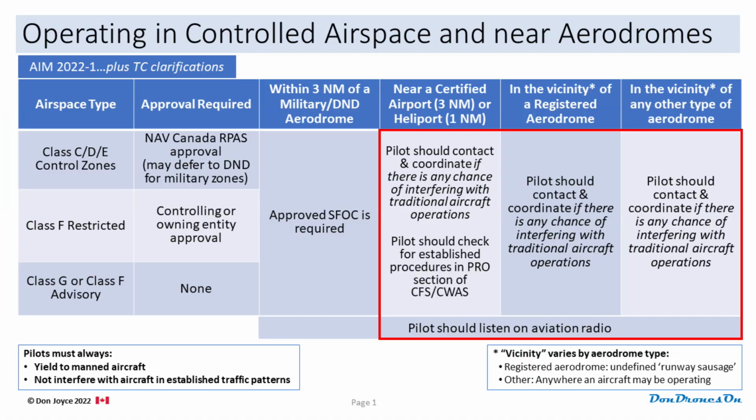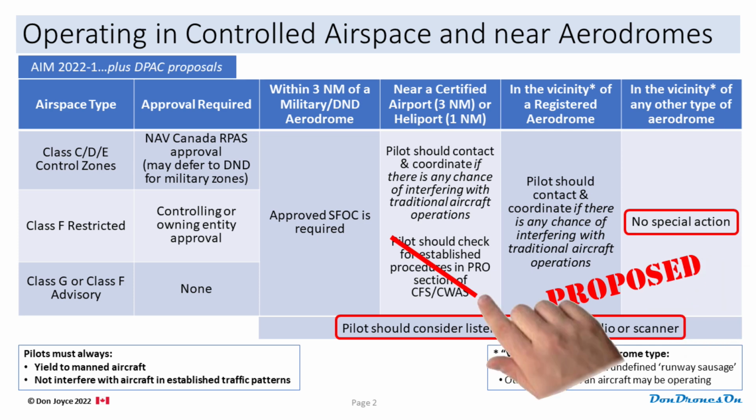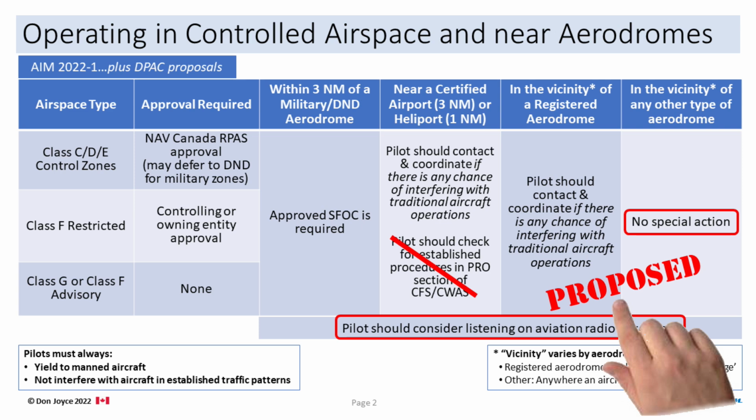So, in summary, we go from this table to something like this, noting that the highlighted items are just proposals at this point. You should contact and coordinate with all registered and certified aerodromes you're flying in the vicinity of if there's any chance of interfering with manned aircraft. For non-registered aerodromes, simply stay the heck away from operating aircraft. And checking the PRO section of the CFS listing, well, it's not going to be fruitful for some period of time. Listening on a radio or scanner may be a good idea, but not something you should necessarily run out and buy unless you're really comfortable in doing so. Again, these are not the official guidelines today, but hopefully the direction we're moving towards.